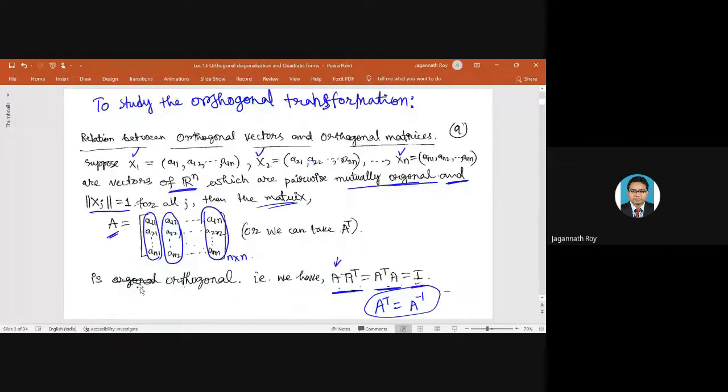In fact, there is another remark. This matrix is also sometimes called orthogonal and orthonormal, if this relation holds, because orthonormal vectors are perpendicular vectors having the length 1. For a matrix, we will call it orthonormal or orthogonal. Okay.